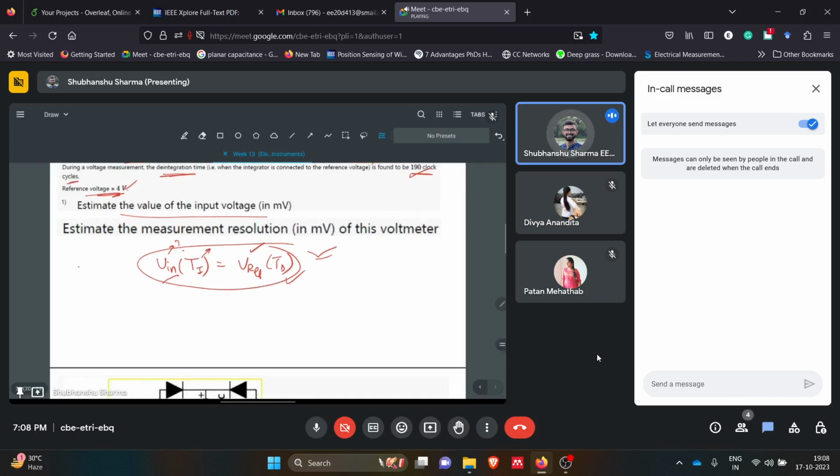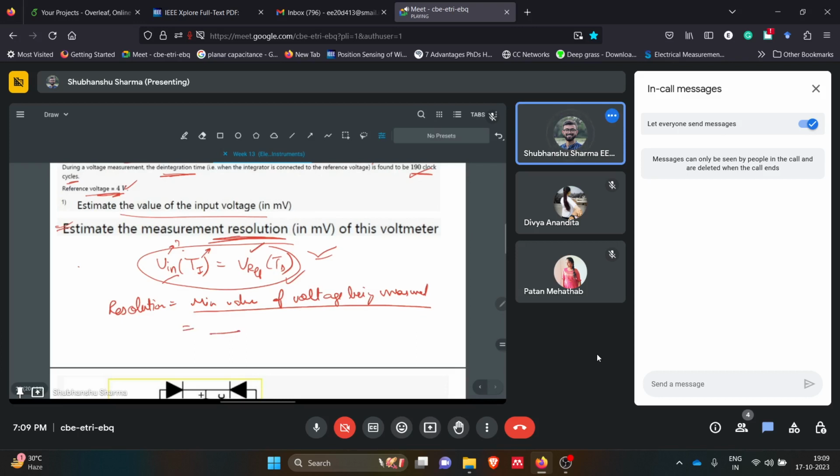Now they are asking the next question, the resolution. Resolution questions are also important. So resolution is basically the minimum value of voltage being measured.